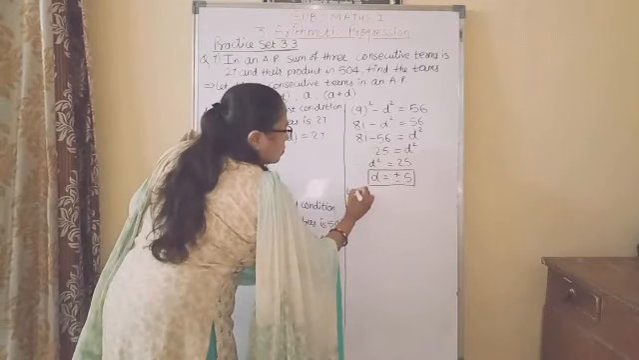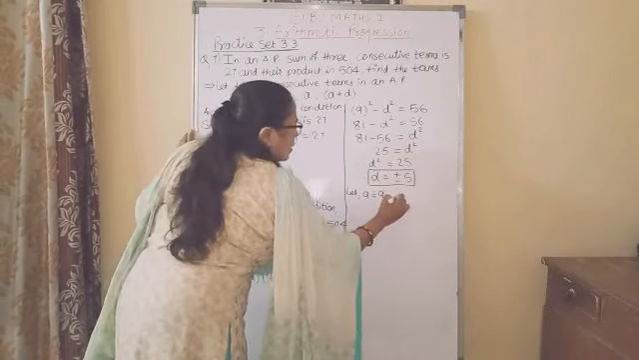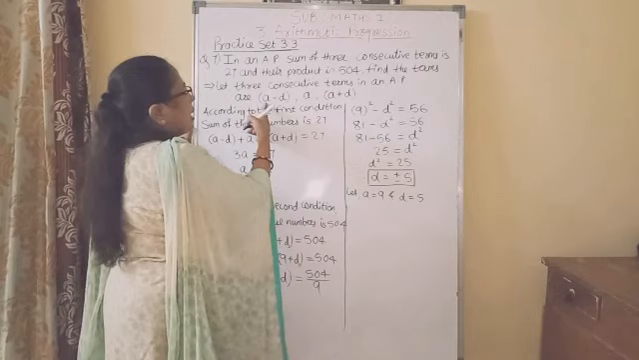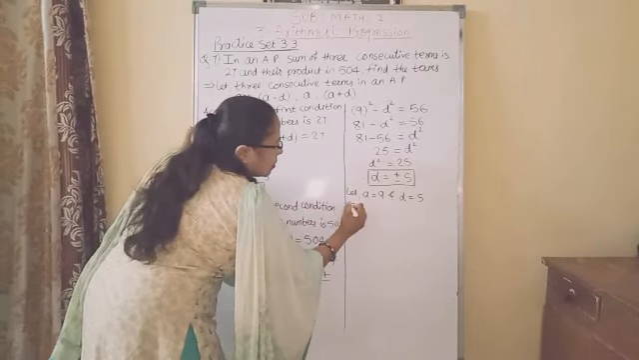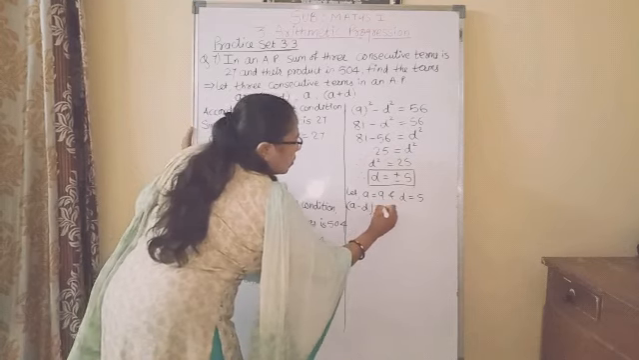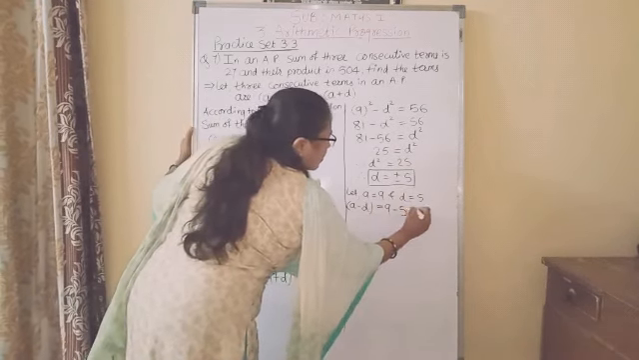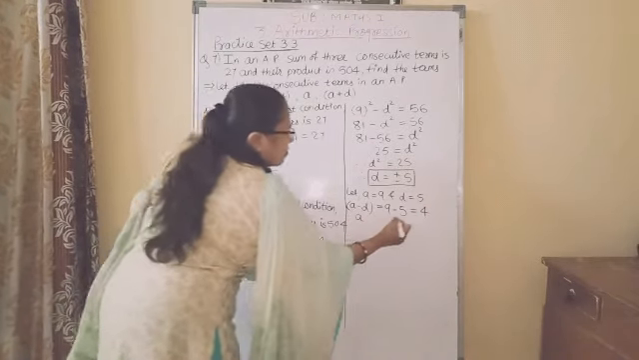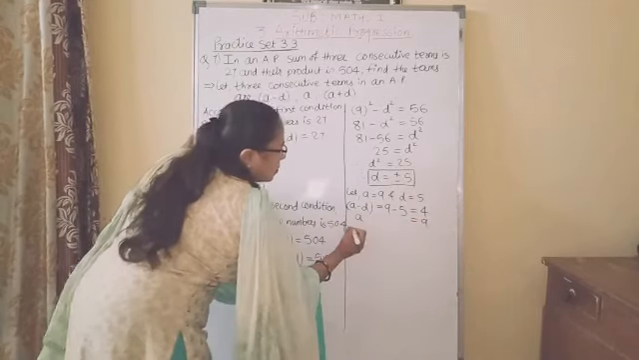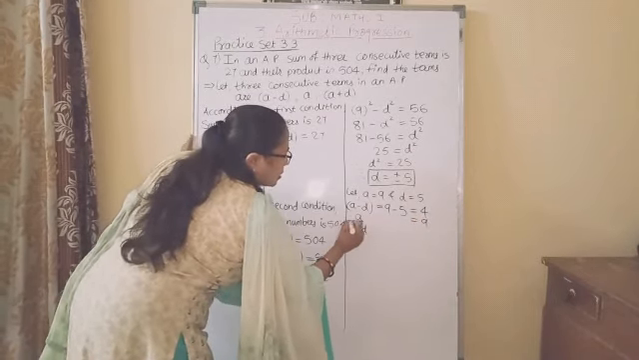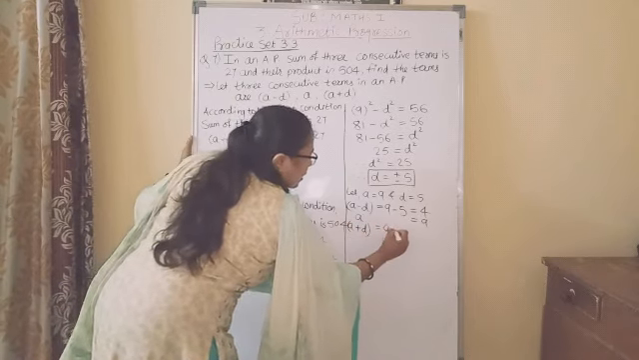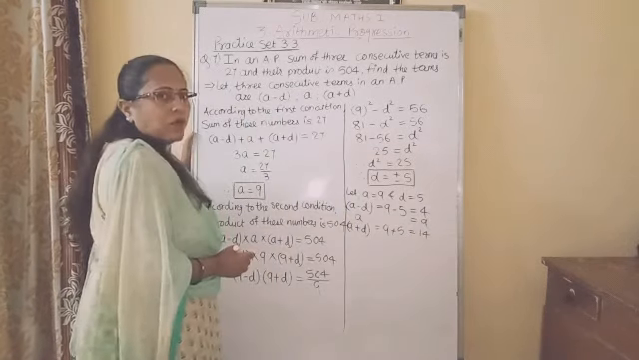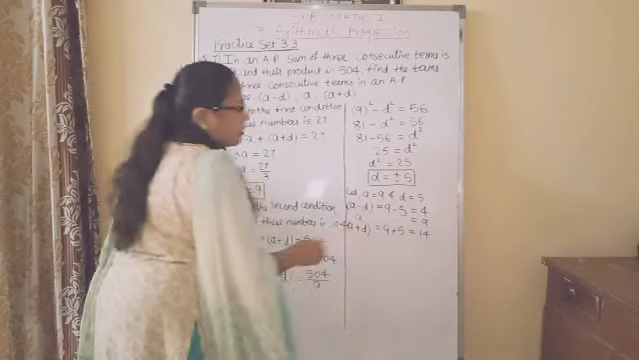So first we will assume A is equal to 9 and D is equal to plus 5. Okay, so the first term is A minus D, which is equal to 9 minus 5, which is equal to 4. The second term is A, which is equal to 9. And the third term is A plus D, which is equal to 9 plus 5, which is equal to 14. So we got three numbers, 4, 9, 14.